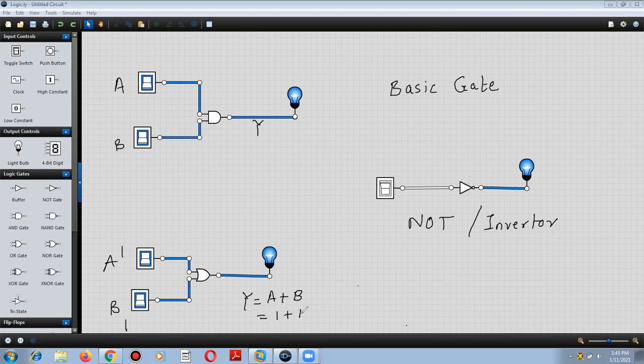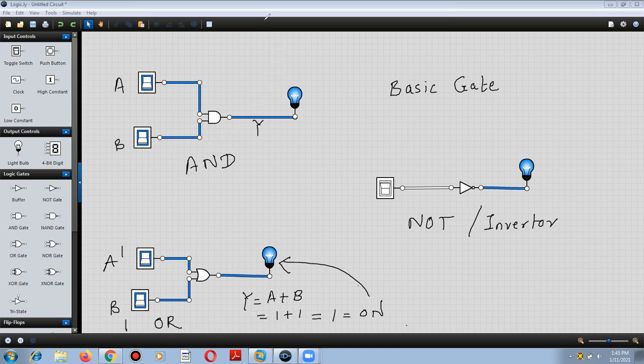1 plus 1. Here 1 is not the arithmetic one, remember it is not a number. Here 1 means high input or high voltage. So 1 plus 1 will not be equal to 2, it is 1. And this one can be considered as on. Therefore, the bulb is on. So this is how we have verified the truth table for OR gate. This is OR, this is AND.